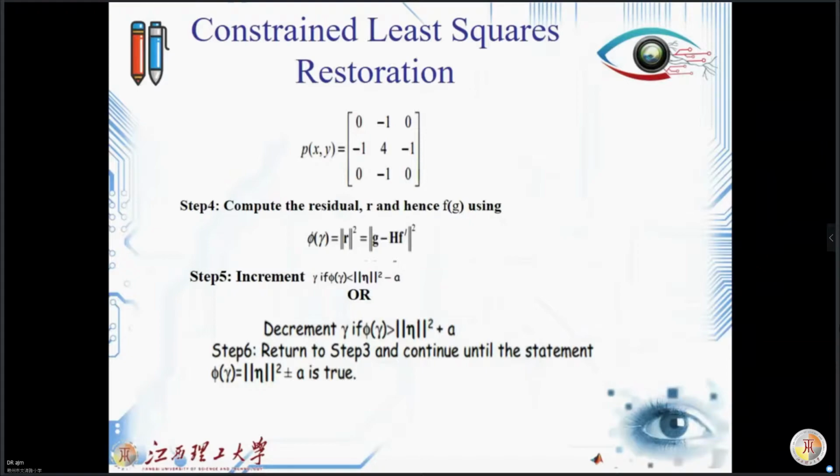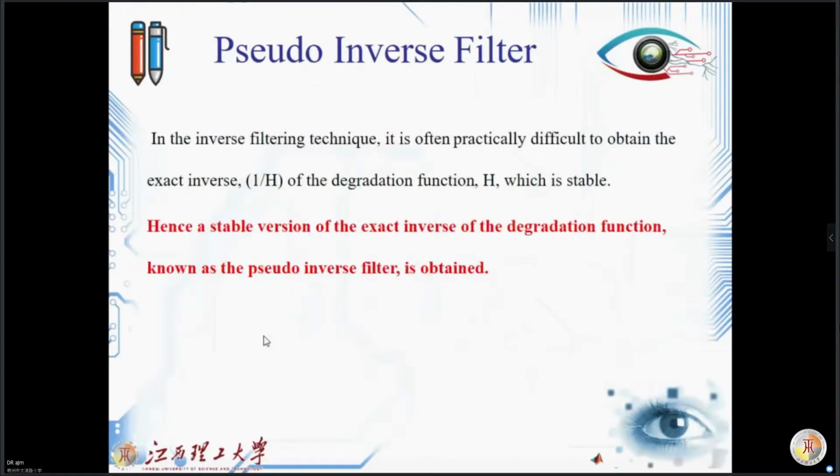Okay, that was the constrained least square restoration. After that, we need one new concept, which we call the pseudo inverse filter. As you see in the inverse filtering technique, it's often practically difficult to obtain the exact inverse, 1 divided by H, of the degradation function, where H is stable. Hence, the stable version of the exact inverse of the degradation function is known as the pseudo inverse filter.